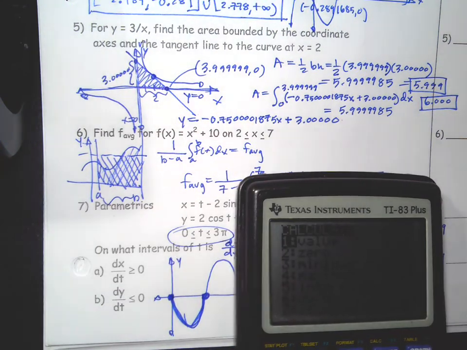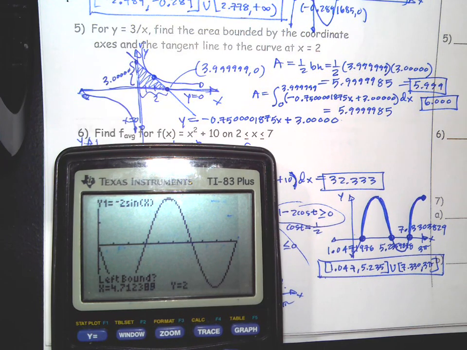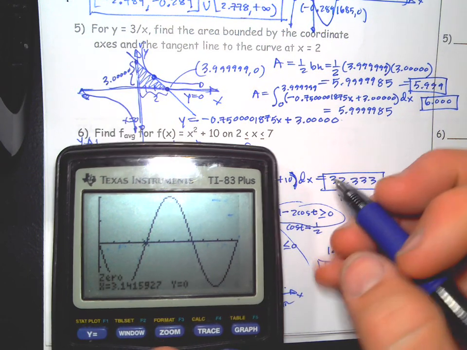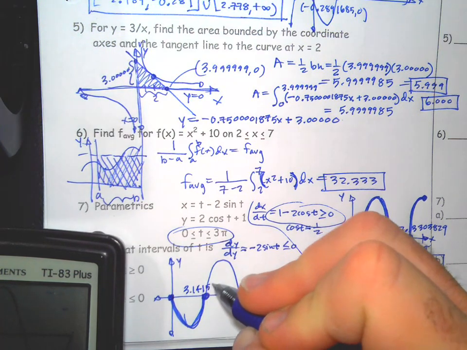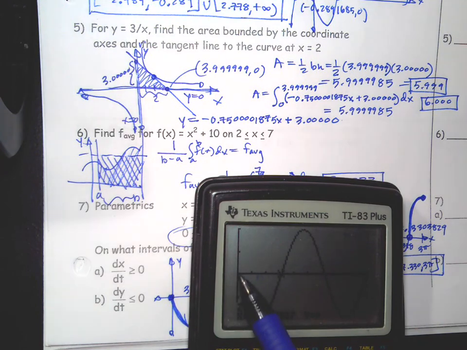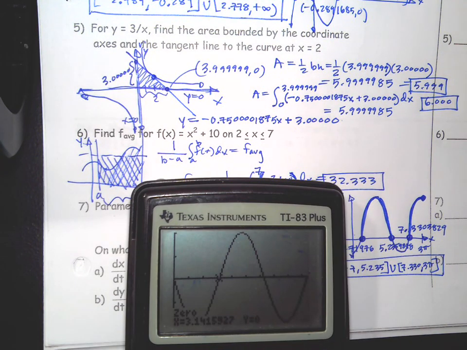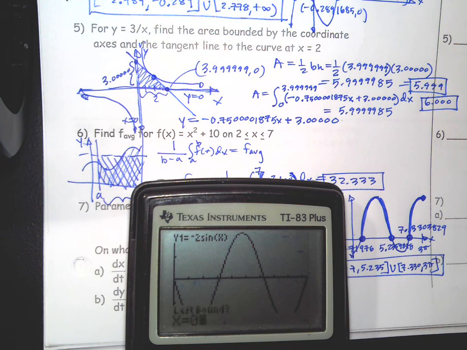Second calc, zero. Looks like there's one around 3. It's probably pi, but 2 to 4, guess 3. 3.1415927. So with what I was saying, make sure there's a zero over here. Let's see if there is. Second calc, zero. I'm going to guess 0 to 1. Guess 0. And there is. It says there's one at 0.